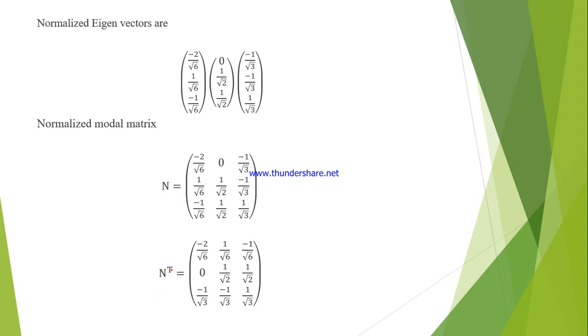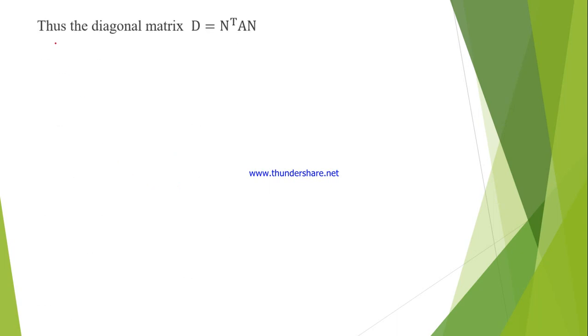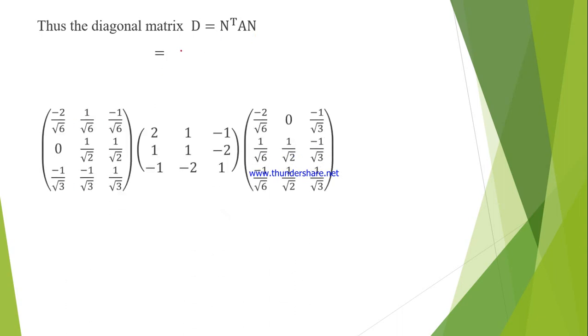Next, find N transpose. Transpose means we have to change the column into row and row into column. Therefore, find the diagonal matrix D equal to N transpose A N. We have these 3: N transpose, A and N. Multiply these 3. This is N transpose, this is the given matrix A, this is capital N, the normalized matrix. When we multiply these 3, we get this result: 1, 0, 0, 0, minus 1, 0, 0, 0, 4. These 3 elements are the eigenvalues of the given matrix: 1, minus 1, 4.